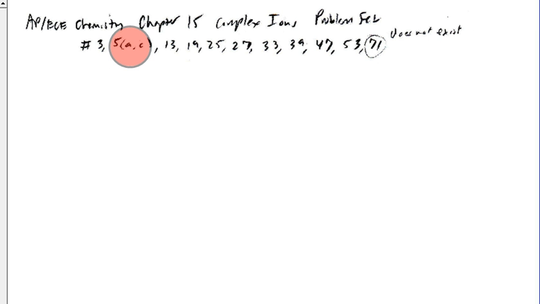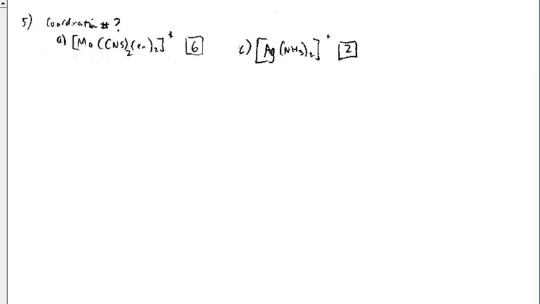Let's take a look at problem 5, A and C. You're asked to find the coordination number, and you're given a group of ligands connected to the central metal cation. Molybdenum connected with CnS2 and En2. The coordination number is 6 here. Remember, ethylene diamine is a bidentate ligand. And for C, Ag, NH32, two things connected to it. 2 is the coordination number.